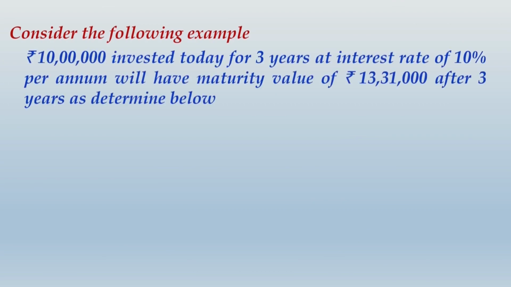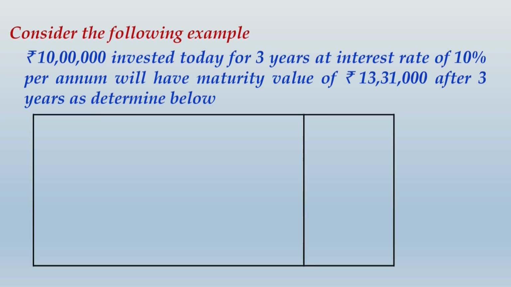Let us move ahead and look into what we have ahead. Consider the following example. Rupees 10 lakh invested today for 3 years at interest rate of 10% per annum will have maturity value of rupees 13 lakh 31,000 after 3 years as determined below. Now, how can today's 10 lakh become rupees 13 lakh 31,000 after 3 years? Let us try to observe.